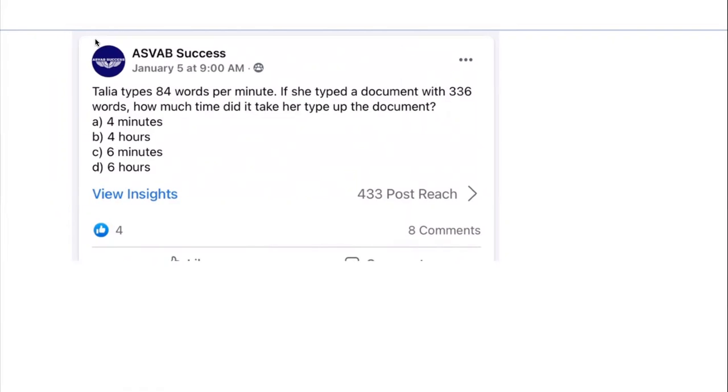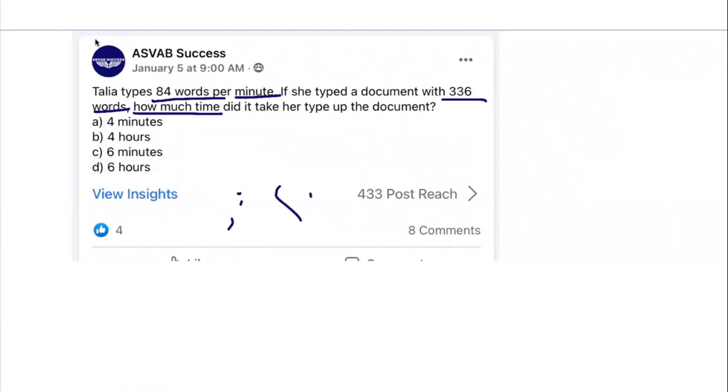We are looking for the time that it took her to type up the document, right? How much time? Well, she typed up 336 words. That's how many words the document has, and 84 words per minute, okay? So that means, if we're trying to figure out how long it takes her to do 336 words, we set up a proportion with this rate that's given to us.